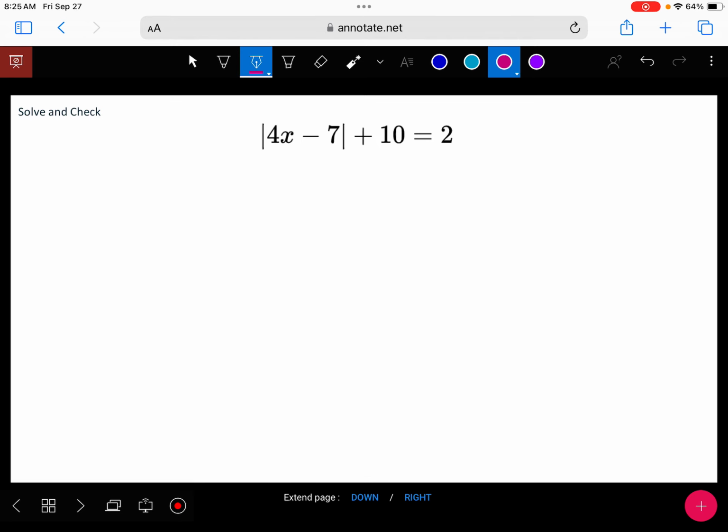Okay? So we're going to start with this one. And this one's going to show us one of the times that they like to throw wrenches at us.